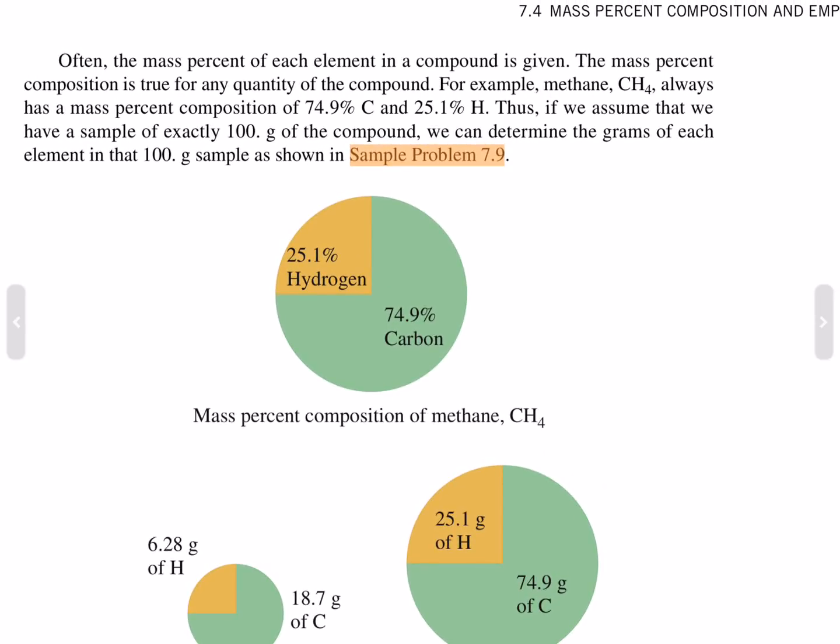Often, the mass percent of each element of a compound is given. The mass percent composition is true for any quantity of the compound. For example, methane, CH4, always has a mass percent composition of 74.9% carbon and 25.1% hydrogen. Thus, if we assume that we have a sample of exactly 100 grams of the compound, we can determine the grams of each element in that 100-gram sample, as shown in sample problem 7.9.